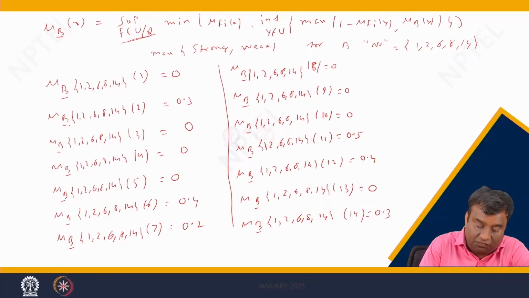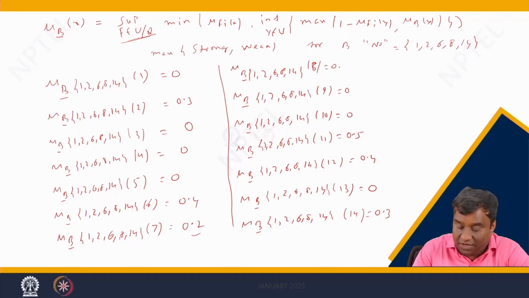For 1 it is 0, for 2 it is 0.3, for 3 it is 0, for 4 it is 0, for 5 it is 0, for 6 it is 0.4, for 7 it is 0.2, for 8 it is 0, for 9 it is 0, for 10 it is 0, for 11 it is 0.5, for 12 it is 0.4, for 13 it is 0, for 14 it is 0.3. So we calculate this for no.